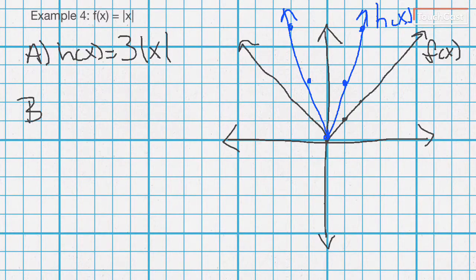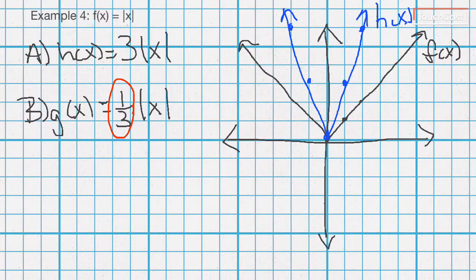Alright, so B, we're going to look at g of x, and it's going to equal 1/3 of the absolute value of x. So if in A, 3 times the absolute value of x was a vertical stretch, with this 1/3 being between 0 and 1, in g we're now going to have a vertical shrink. Some books also call that a vertical compression.